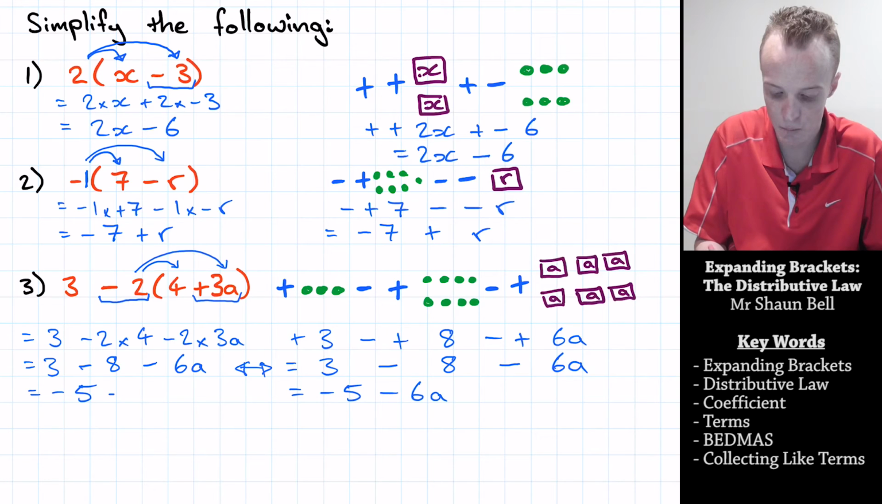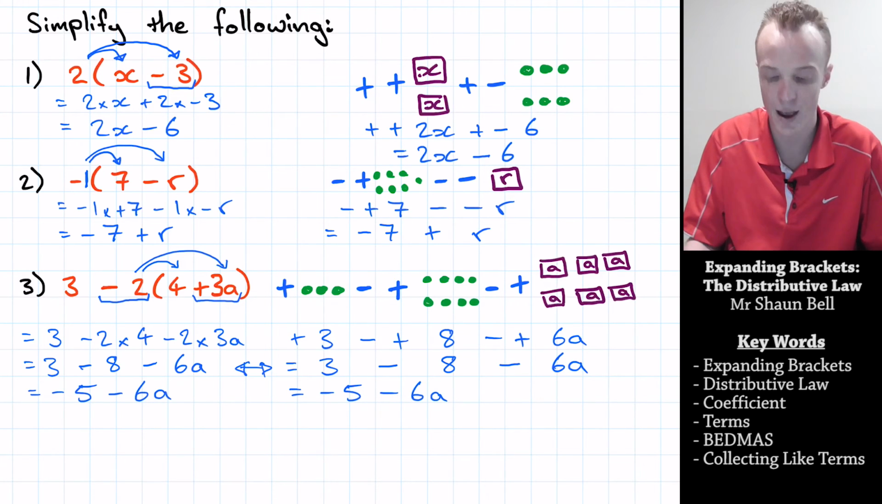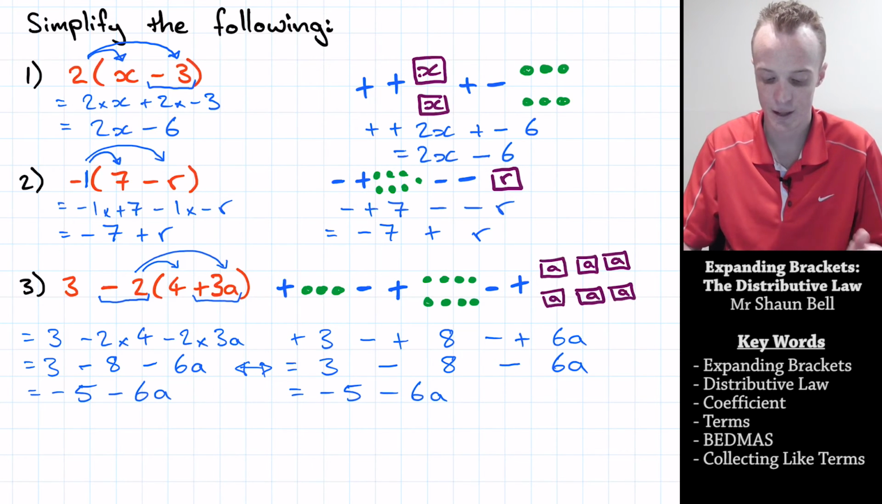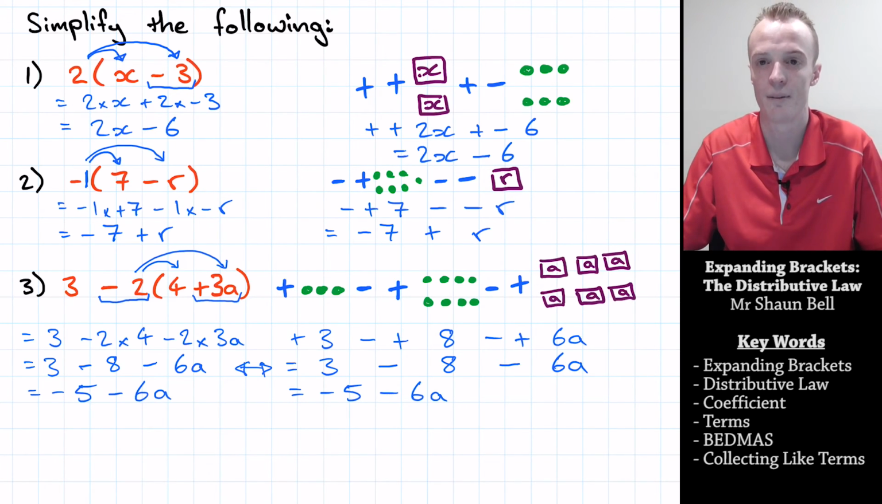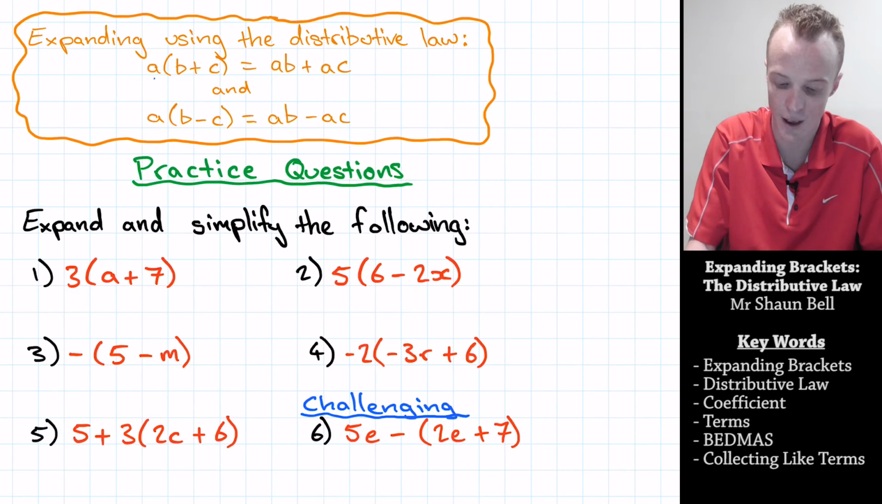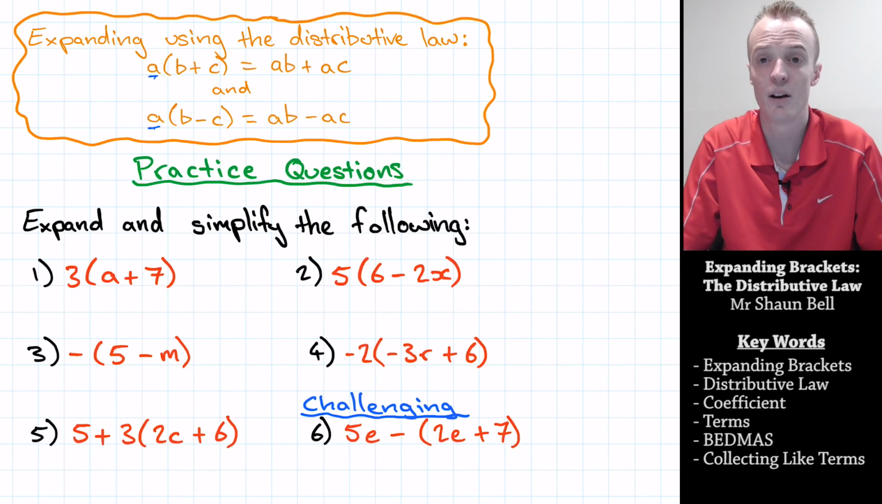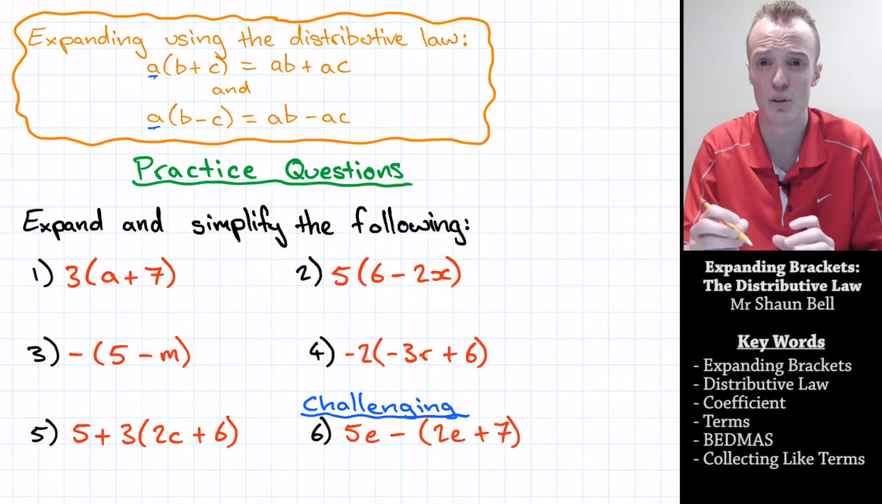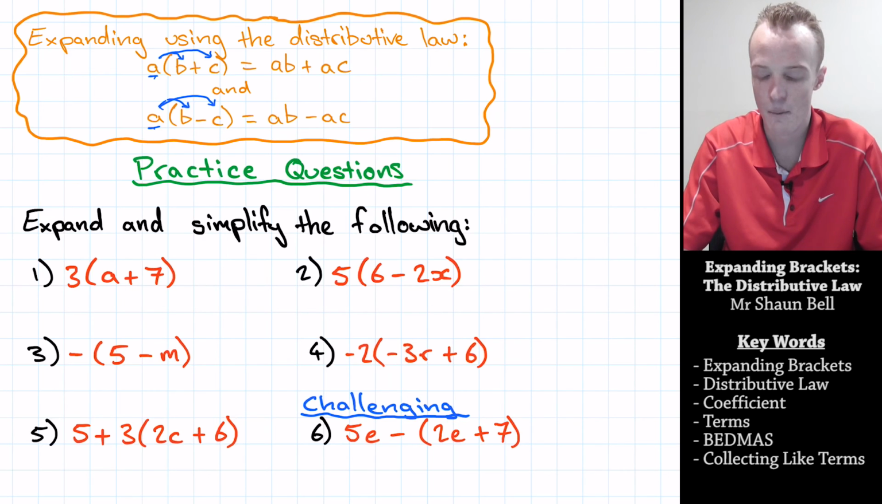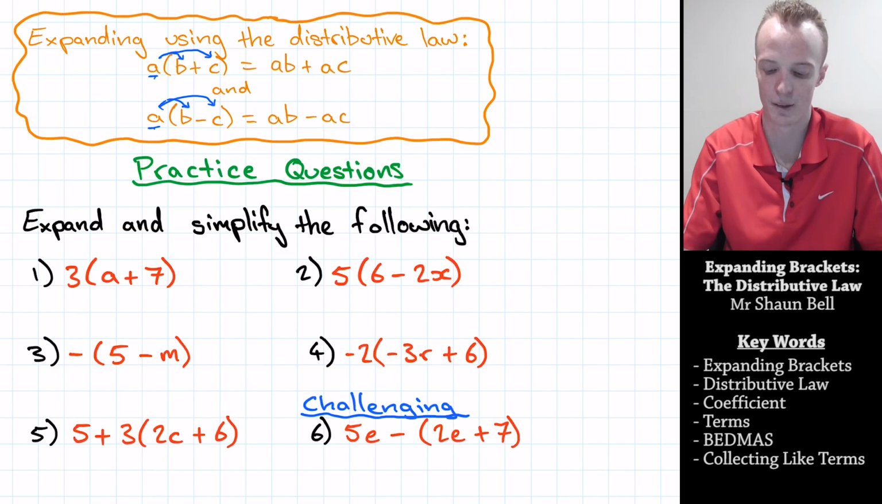But I can't do anything more with this subtract 6a. So it just carries down. So our final solution here is negative 5 subtract 6a. So let's review the distributive law. The distributive law simply says that when I've got a coefficient to the brackets, such as this 2 here and here, that coefficient needs to multiply every single term inside the brackets. So it needs to multiply here, and needs to multiply here, needs to multiply here, and needs to multiply here. And when we do that, we've successfully expanded the brackets.